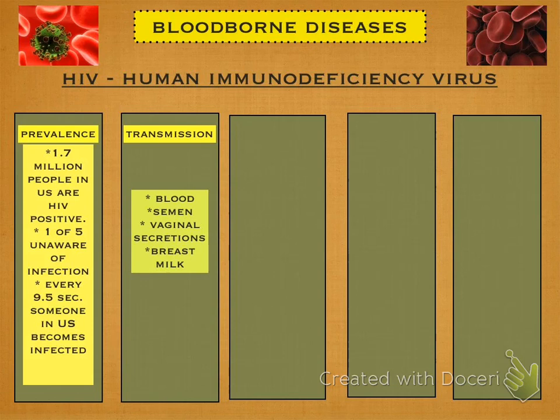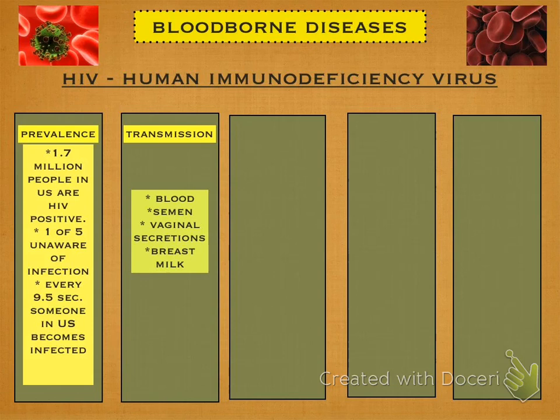You can't get it from a toilet seat. You can't get it from using somebody's pencil. You can't get it from kissing somebody. You can't get it from sweat, bumping into somebody if they have sweat on them. You can't get it from using someone's towel. Common everyday things that we used to think would spread it, would transmit it, we found out does not. It does not.